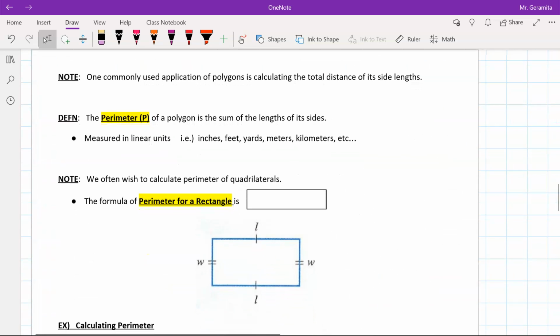So, perimeter. Perimeter is easy. You just add up the outside. It's the sum of the lengths of its sides. It's going to be measured in linear units. You're going to have inches, feet, yards, meters, kilometers, those types of things. So it says the formula for the perimeter of a rectangle. The formula is going to be the perimeter equals 2 times the length plus 2 times the width, and that is a cursive L just for the fact that that's usually how you see it, because L and I and 1, those can all be confused, so they usually use the cursive.